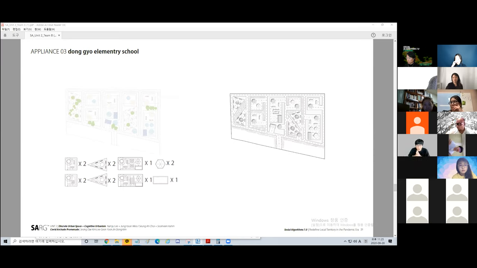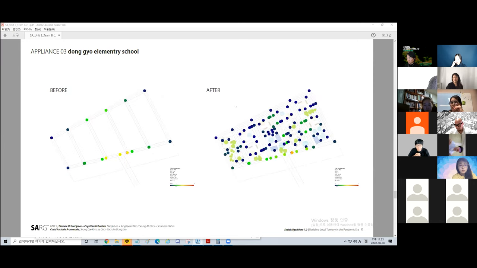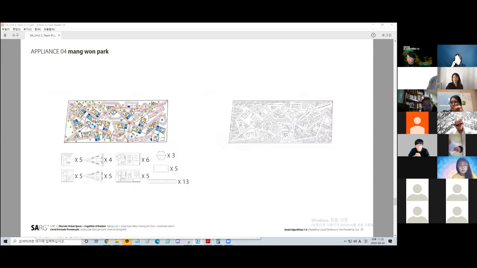This is for Donggyo Elementary School. In this case, we used a complicated loop for the network concept. And it's the analysis. And this is for Mangwon Grand Park. The area dimension here is much bigger than other areas, and we applied various patterns.